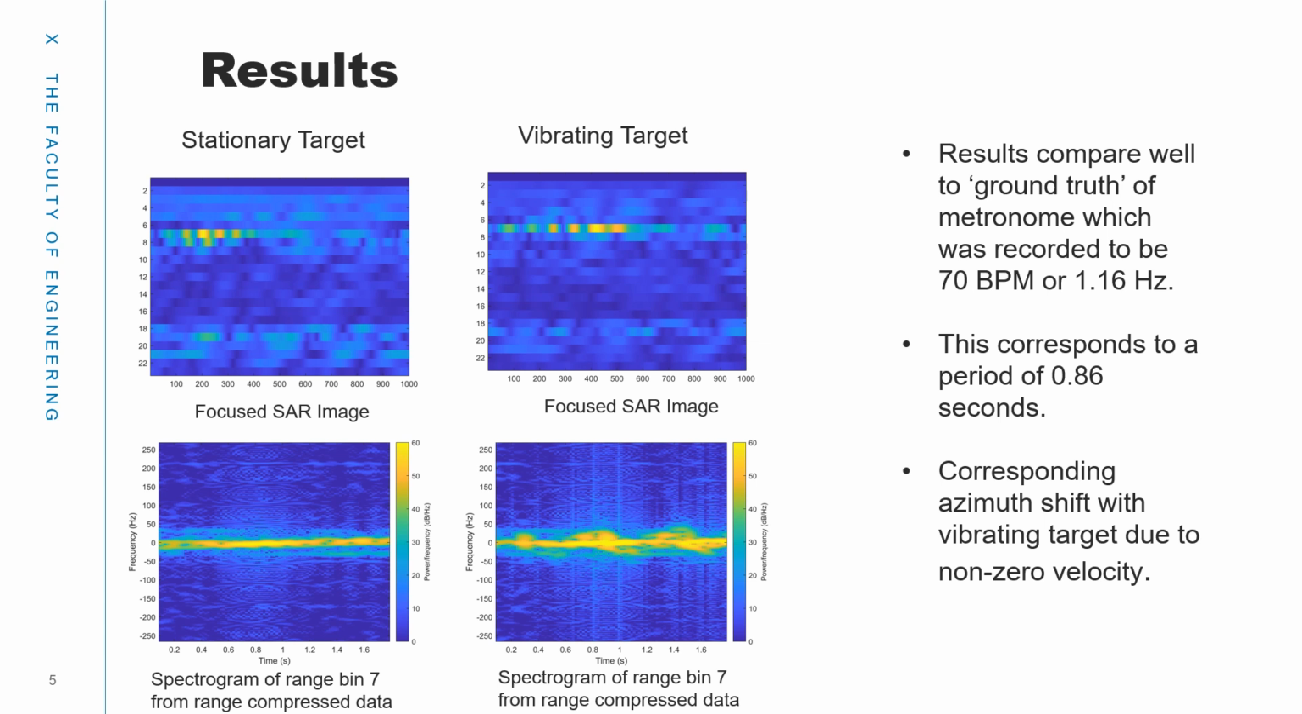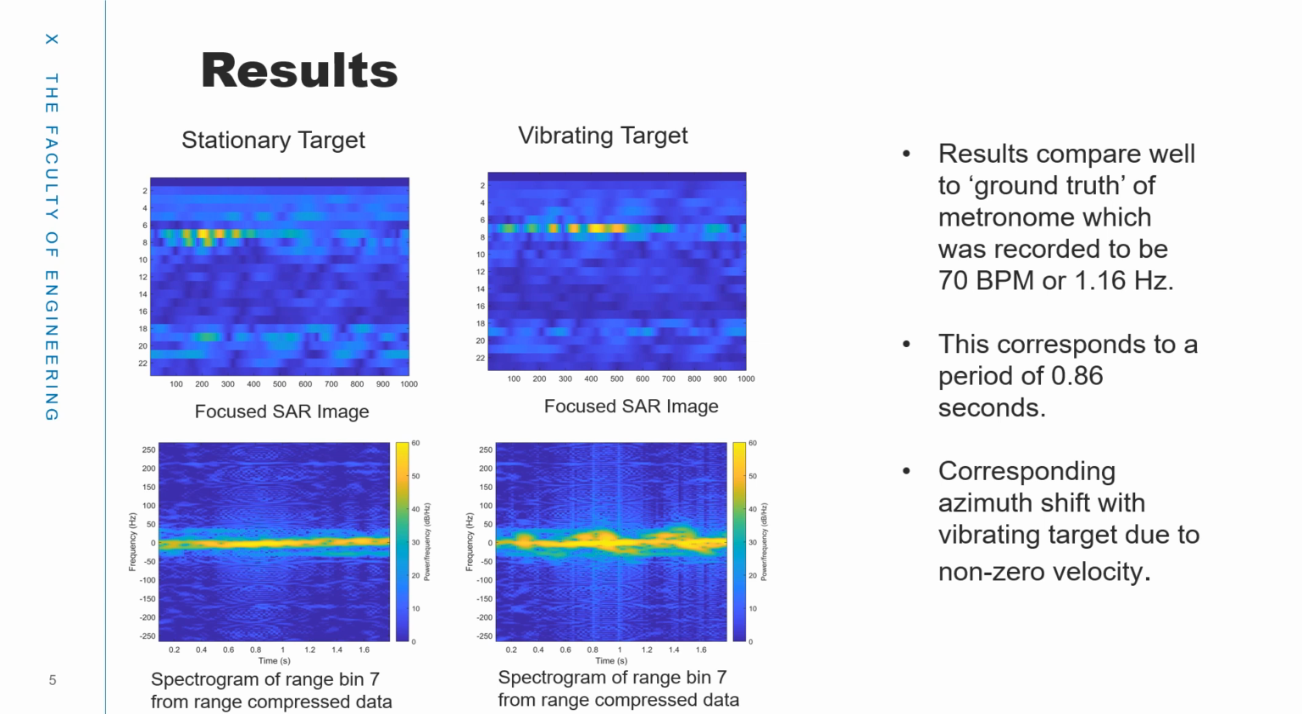This slide presents the results of two different acquisitions, one when the metronome was not moving, or a stationary target, and the other when the metronome arm was moving, or a vibrating target. On the upper left side of the slide, you can see the focused SAR image of the stationary target, and the image shows the target's position. Below this, the spectrogram of range bin 7 illustrates the lack of any significant Doppler shifts, which is consistent with a stationary target. Moving to the right side, we have the results of a vibrating target.